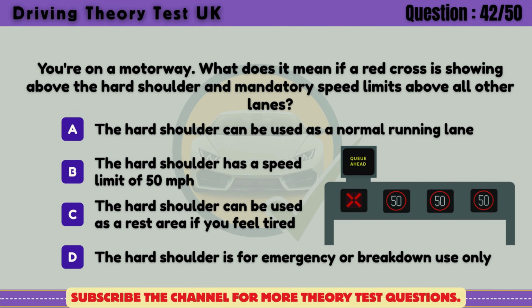Question 42. You're on a motorway. What does it mean if a red cross is showing above the hard shoulder and mandatory speed limits above all other lanes? Option A. The hard shoulder can be used as a normal running lane. B. The hard shoulder has a speed limit of 50 miles per hour. C. The hard shoulder can be used as a rest area if you feel tired. D. The hard shoulder is for emergency or breakdown use only.